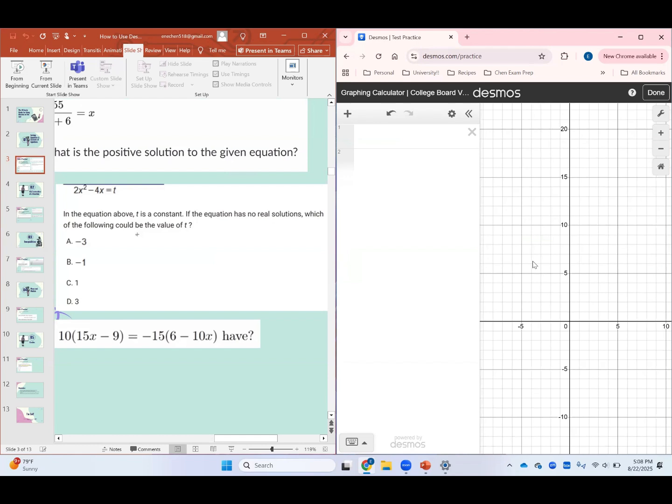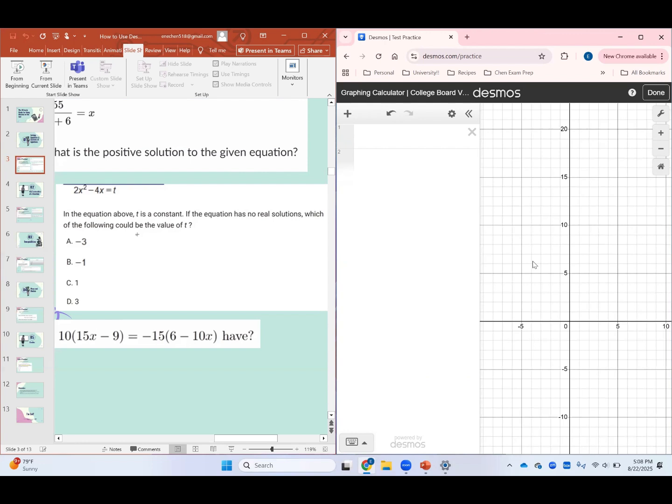No real solutions is like no intersection at all anywhere on our Cartesian plane. So if it says no real solutions, it's not going to appear at all on our Cartesian plane.